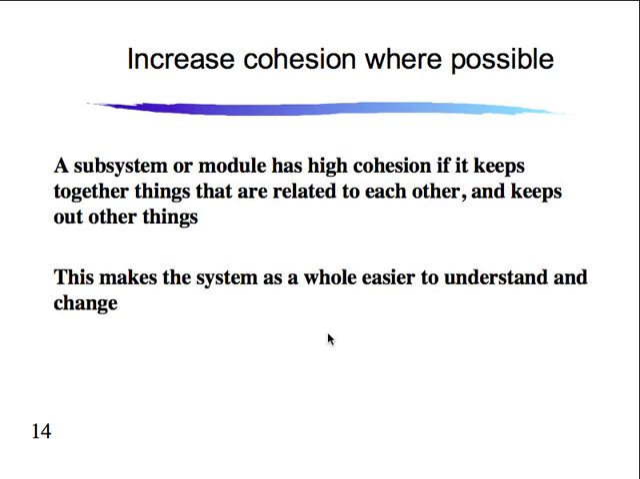And here's the basic concept of cohesion and coupling. Well, actually, let's just start out with cohesion. We want to increase the cohesion where possible, and what we're talking about is making a subsystem or module high cohesion. It has high cohesion if it keeps together things that are related to each other and keeps other things out. So a print module should only do printing. It shouldn't do scanning and faxing. So accounts receivable should only do receivables. The module itself, we want a high level of cohesion.